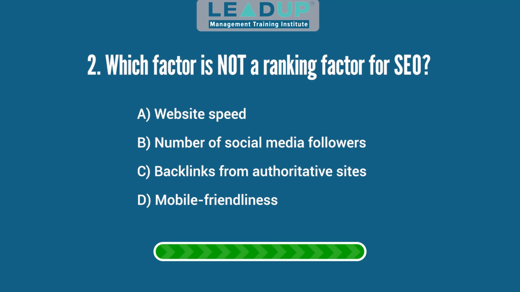Question 2. Which factor is not a ranking factor for SEO? A. Website speed. B. Number of social media followers. C. Backlinks from authoritative sites. And D. Mobile friendliness. Answer: number of social media followers.